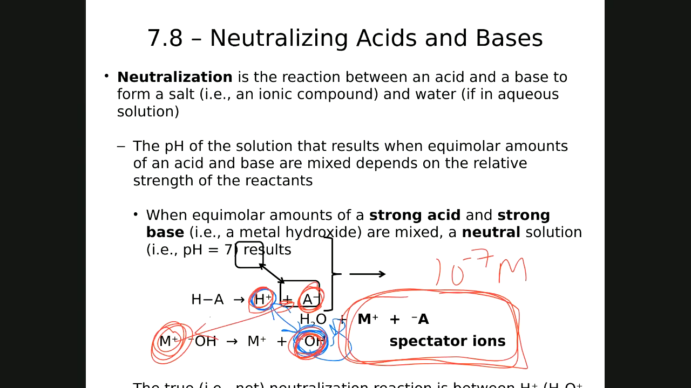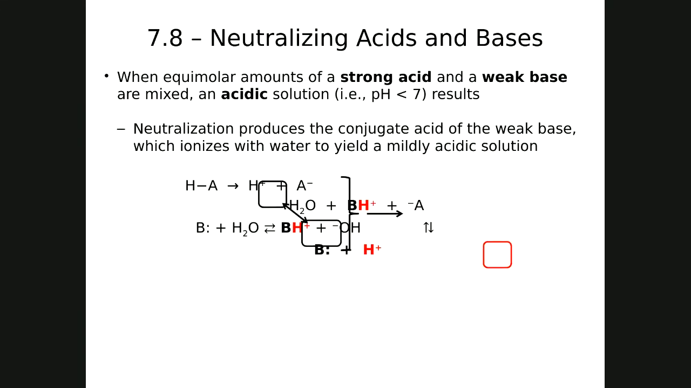So where it gets a little tricky is when you have weak species in the mix. If you have a strong acid, still strong acid, again, you get the complete ionization. It forms H plus and A minus. This is pretty much gone from the solution, right?